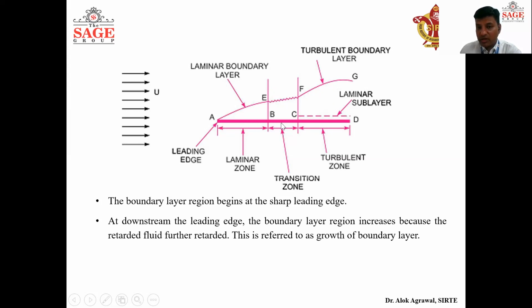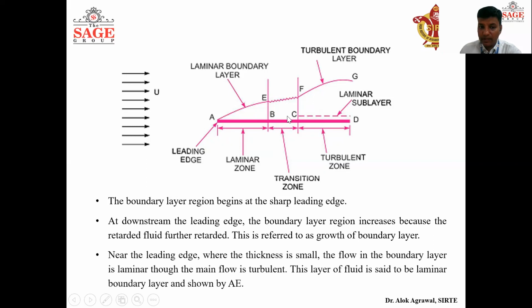Here, the influence of this plate will be more because the fluid is already retarded, meaning its velocity has already dropped, and when it comes into contact with more of the plate, its velocity will be retarded further, and we call it the growth of the boundary layer. Here we can see that the boundary layer thickness increases. This is the thickness of the boundary layer, and as we move along the plate from the leading edge to the trailing edge, the thickness of the boundary layer increases.